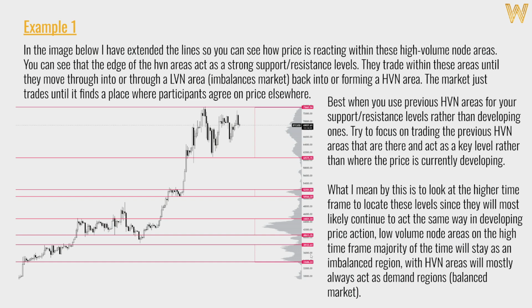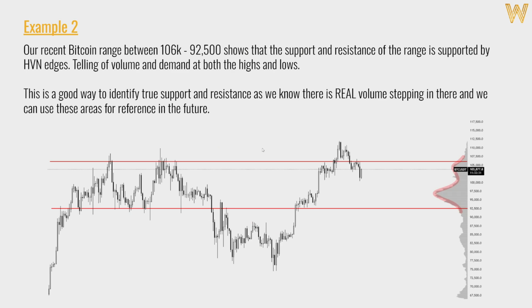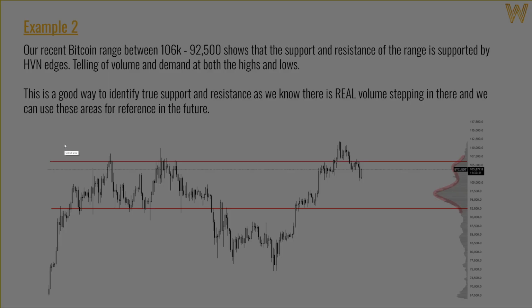So you'll notice this a lot, that price is constantly supported by volume, and it will move into an imbalanced market when we go into these low volume node areas. Looking at another example of high volume node edges, we can see the Bitcoin range between 106K and 92,500. That shows there's a support and resistance, and both are being supported by high volume node edges, right?